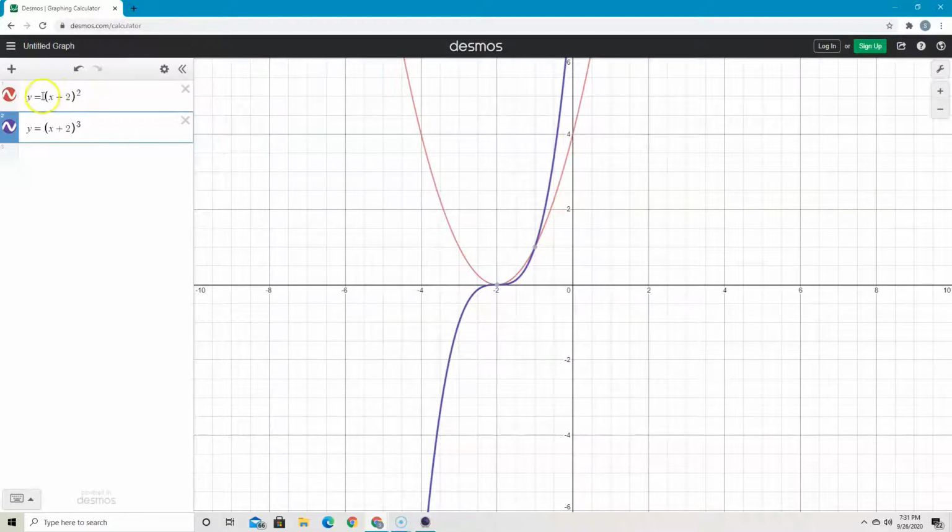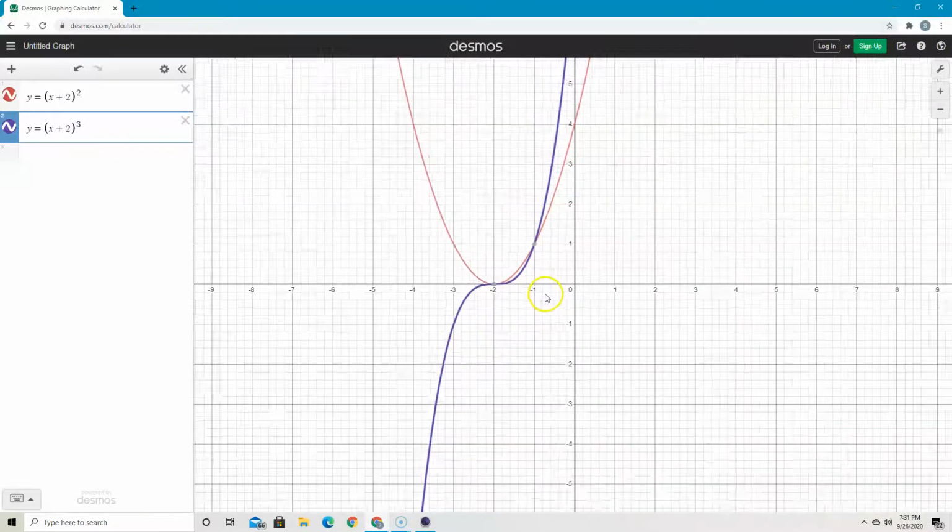Another way to say that is this has a 0, x equals negative 2, where it crosses the x-axis, and so does this one. But this has a 0, x equals negative 2 with multiplicity 2, and this one has x equals negative 2 as a 0, or as an x-intercept, or as a root with multiplicity 3. And notice the graph's different, that's for sure.